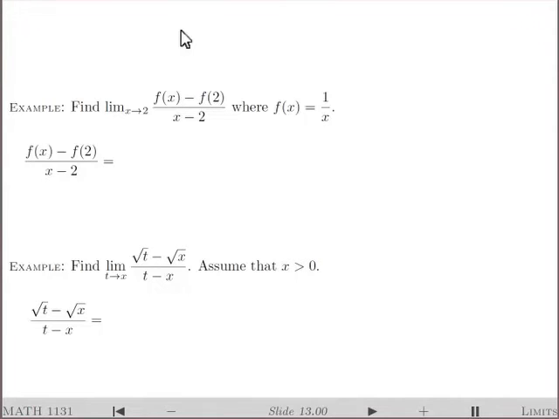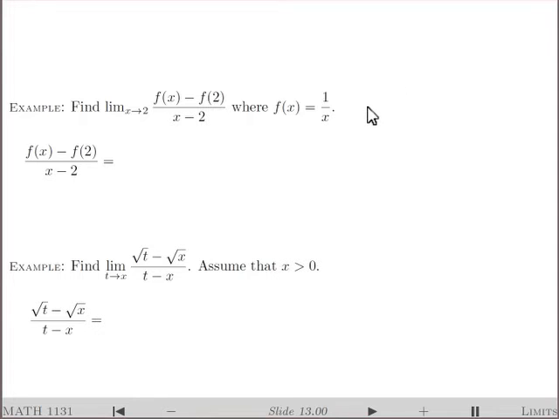Welcome. In this session, we are going to look at finding limits of difference quotients. Recall when we did rates of change or slopes of tangents in the introduction, we came up with limits of the form f of x minus f of c over x minus c. So this is an example of a difference quotient. We did a couple of these. Now let's do another one, this time with a rational function.